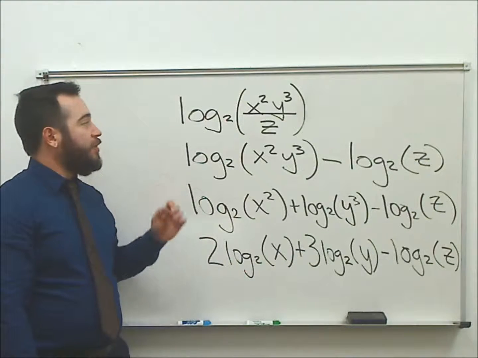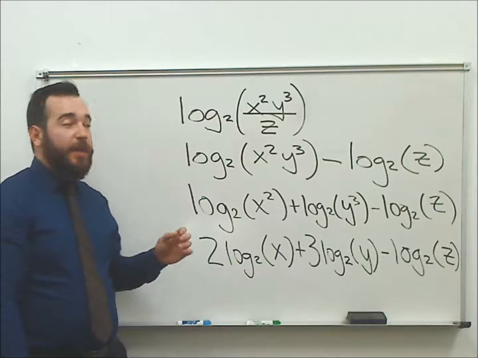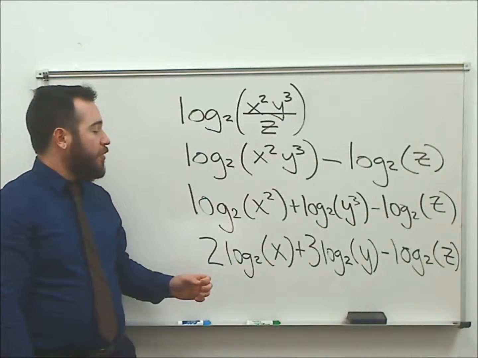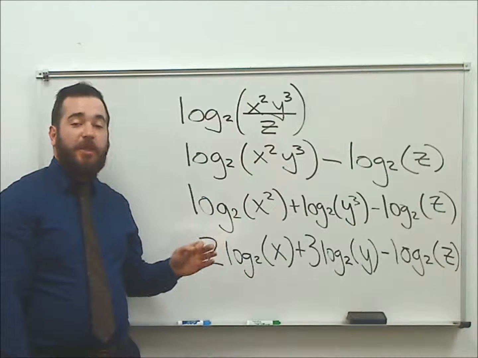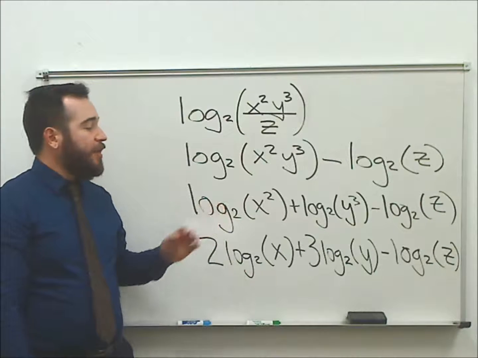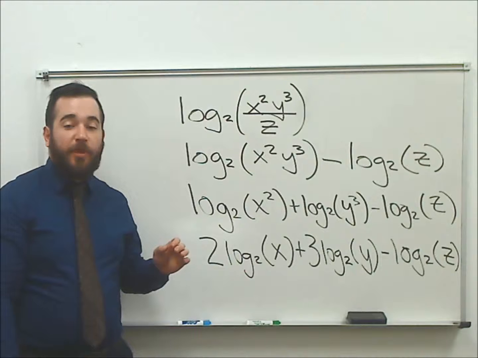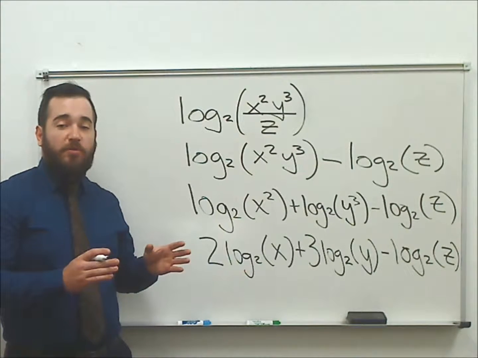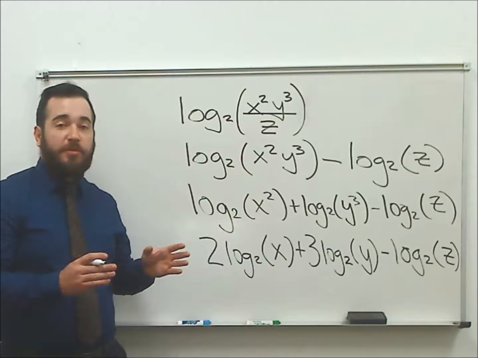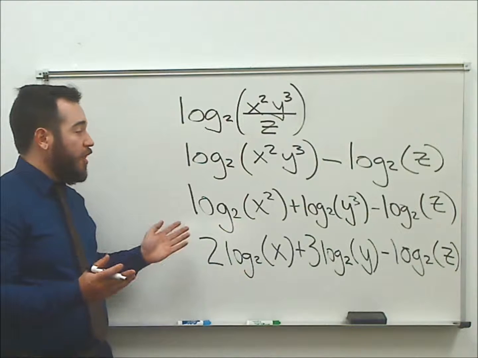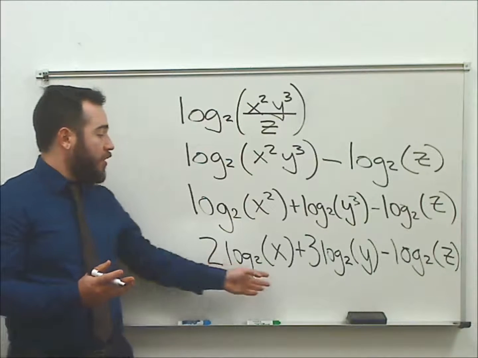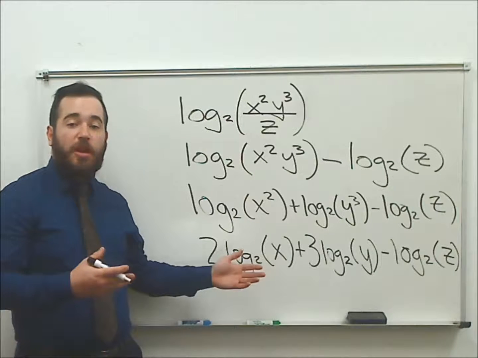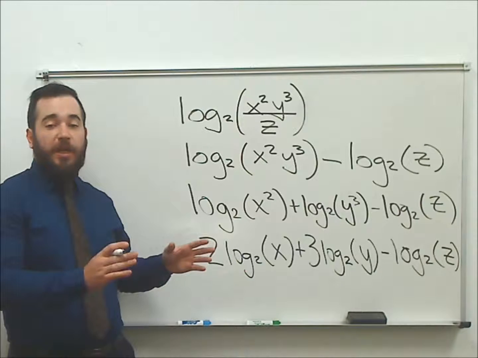So log base 2 of x squared y cubed divided by z expands fully to 2 log base 2 of x plus 3 log base 2 of y minus log base 2 of z. And we know we've expanded it fully when we can't do any more logarithmic operations. There's no more log rules to apply here. Got a log of a single variable. We can't do anything with that. There's no more log rules to apply, so we're done.